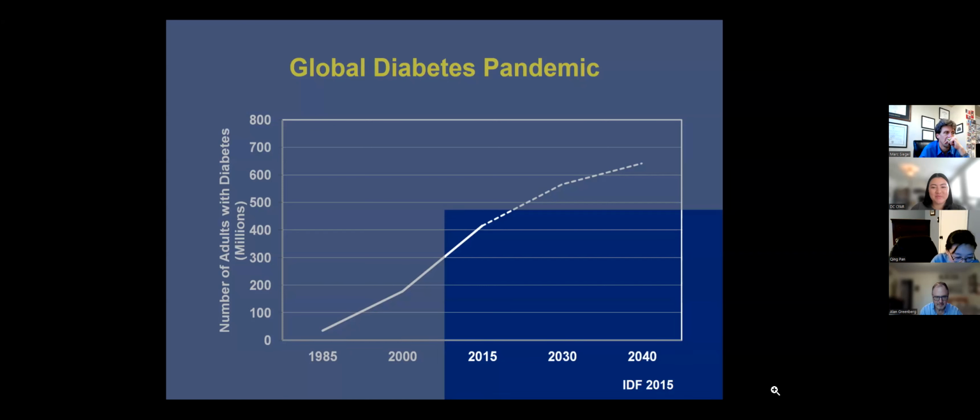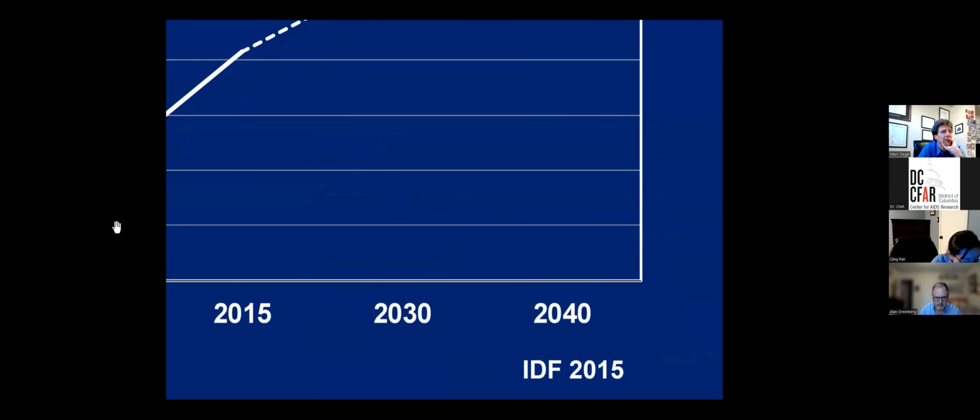So basically, that's the background section you write in a proposal, why you're studying this, because diabetes is a big problem.